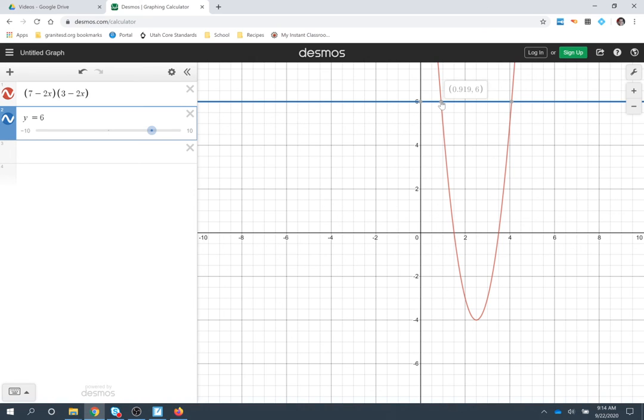So this is just another way, if you have a graphing calculator as a tool, that you can get to the same answer. You were trying to solve the equation that this 7 minus 2x times 3 minus 2x was equal to 6. So you graph this and you graph this and you see where they're equal, and they're equal right there at 0.919, which is your x value, which we converted into inches, which we found was 11 inches.